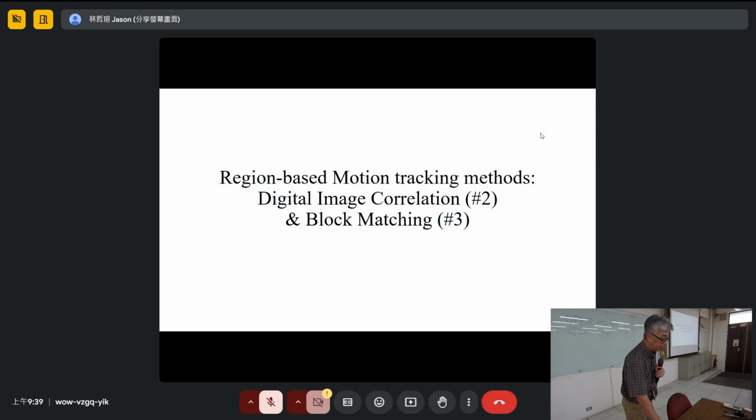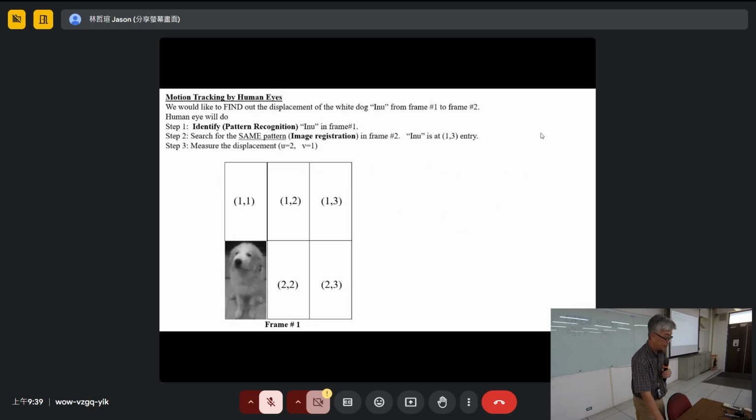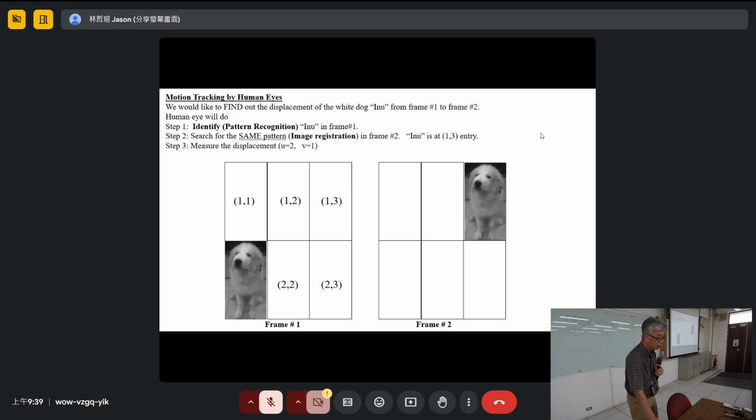Okay? All right. Then the next part is the technique that I used in my research and this software we are going to use. Okay? This is called digital image correlation. The simplified version is called block matching. Good? All right.